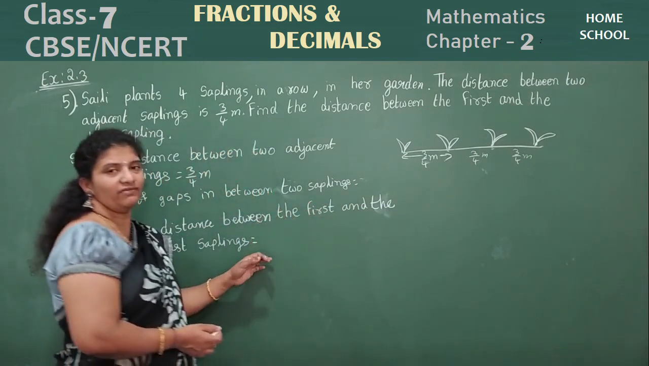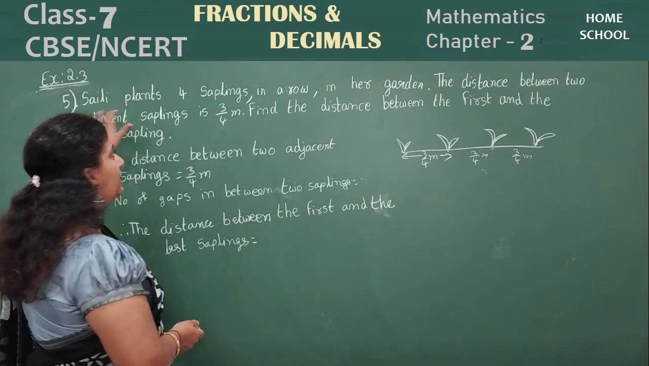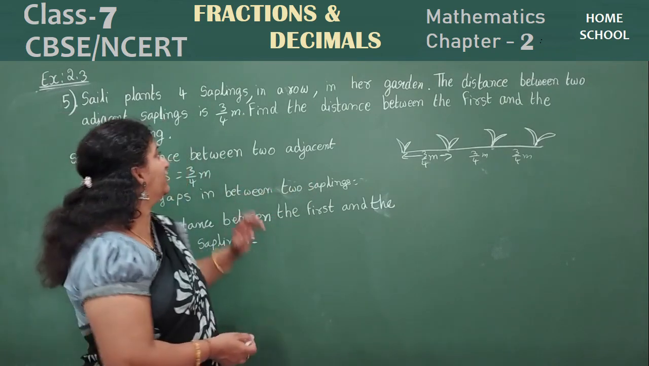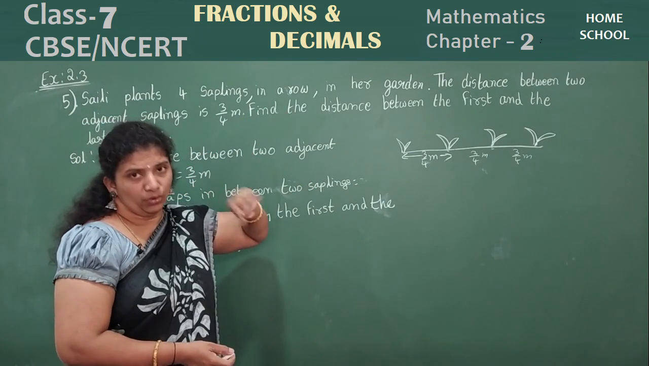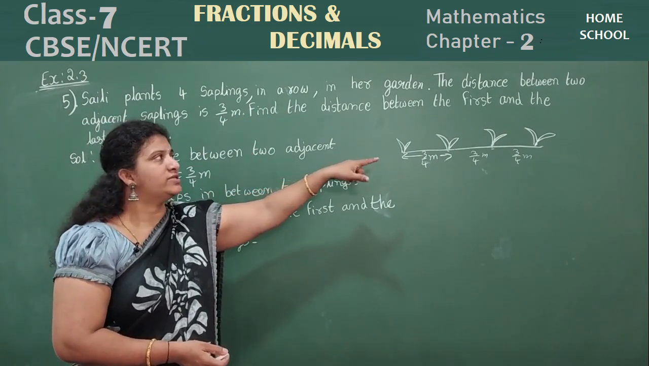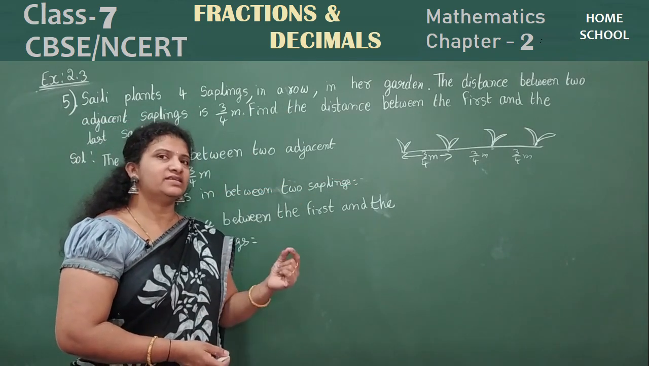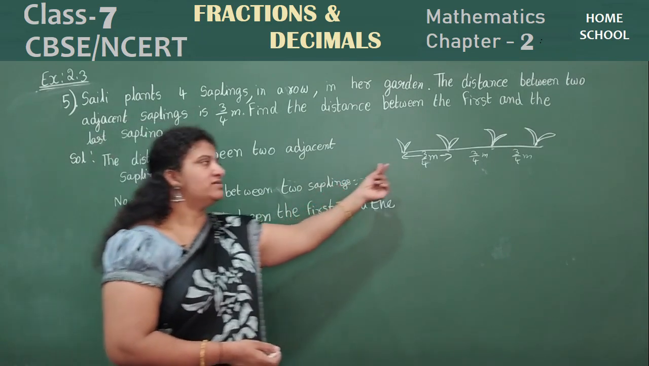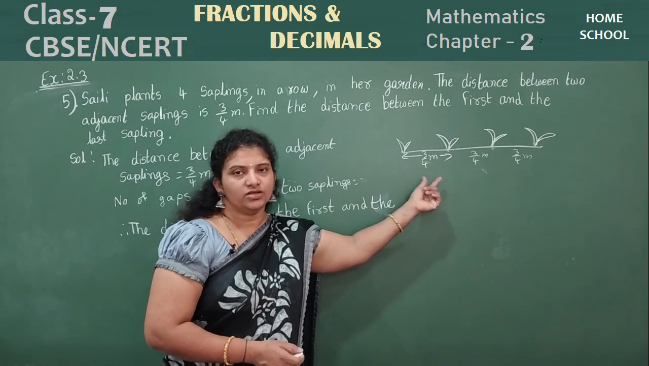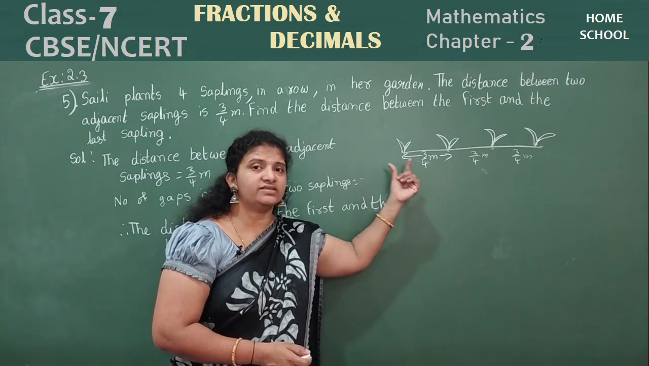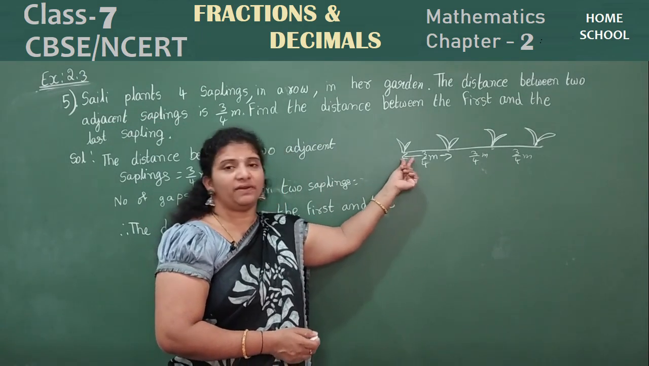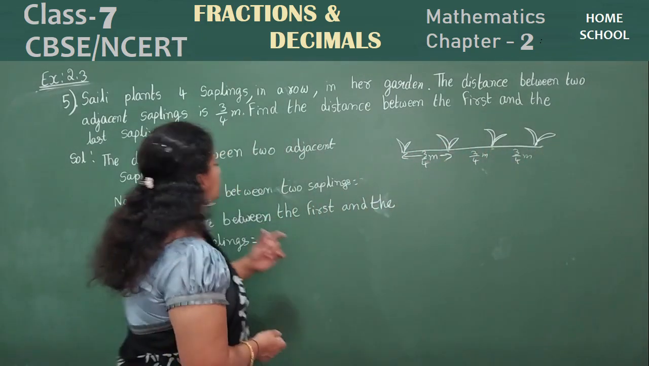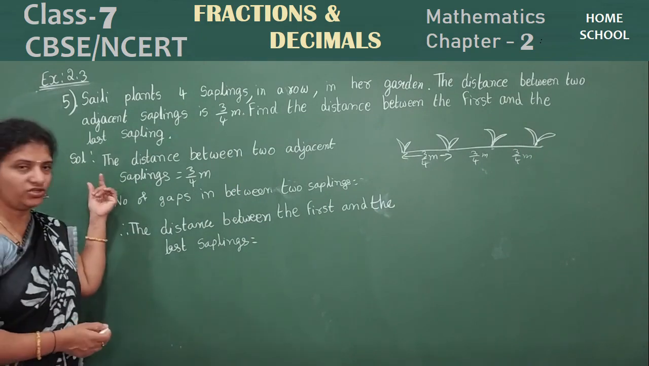So once again have a look here children. Sally plants 4 saplings in her garden, in a row. So you can see the 4 saplings there. The distance between 2 saplings is 3 by 4 meter. So what is your question? What is the distance between the first sapling and the last sapling that is asked? So look here, let's start your solution.